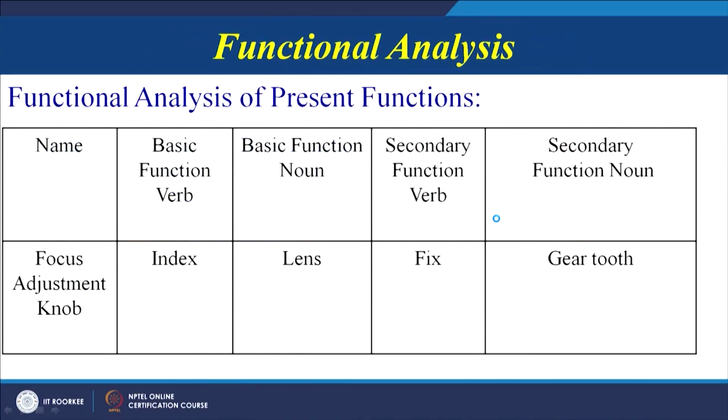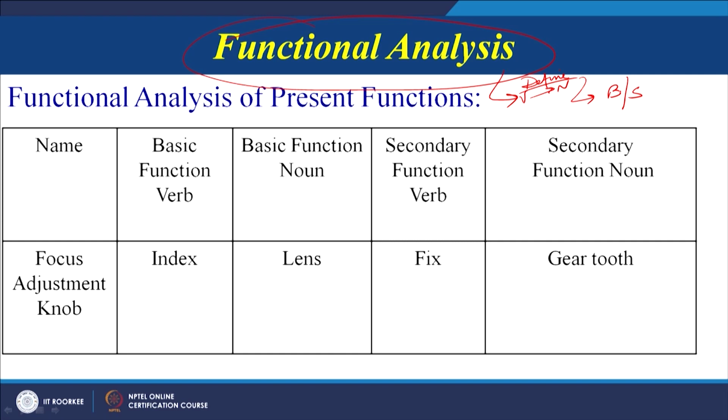So, once that information is available with us, then we go for the most important part, that is functional analysis. And as I have told you, in general, how do we do the functional analysis? We try to define the function using verb and noun, and then we try to classify these functions as basic and secondary. So, all that is done in this table.